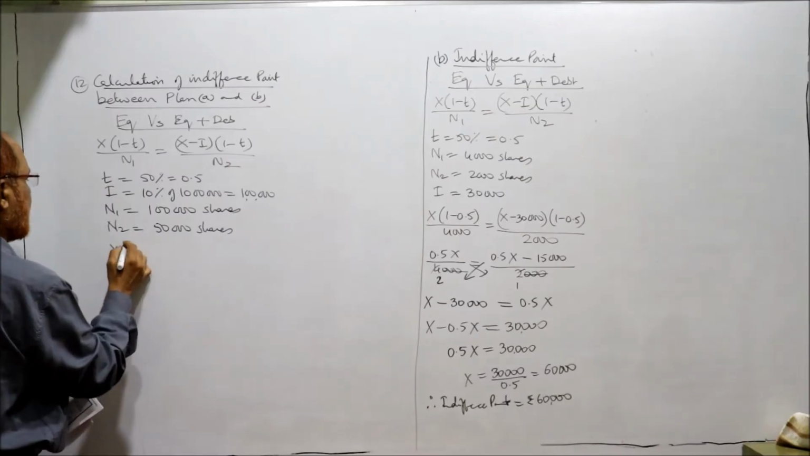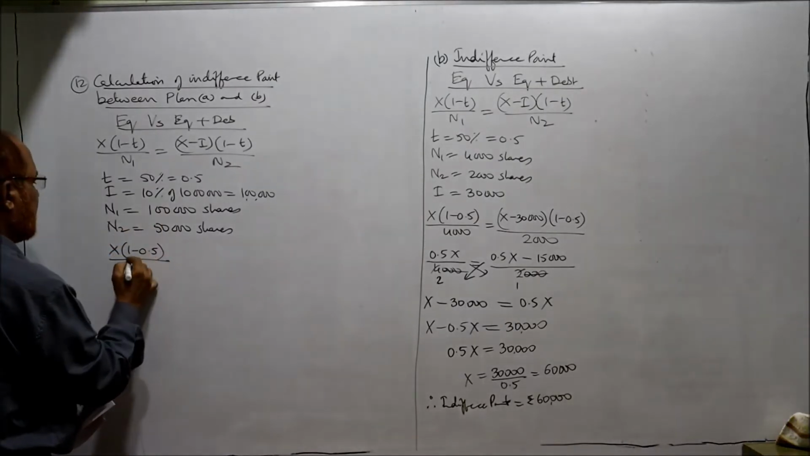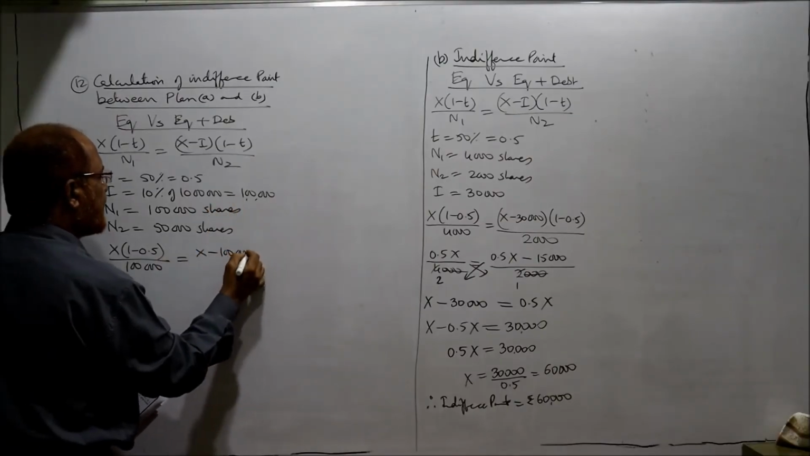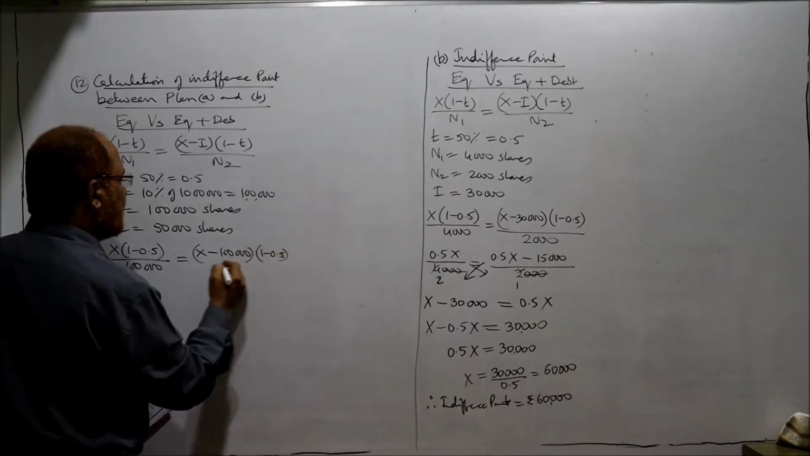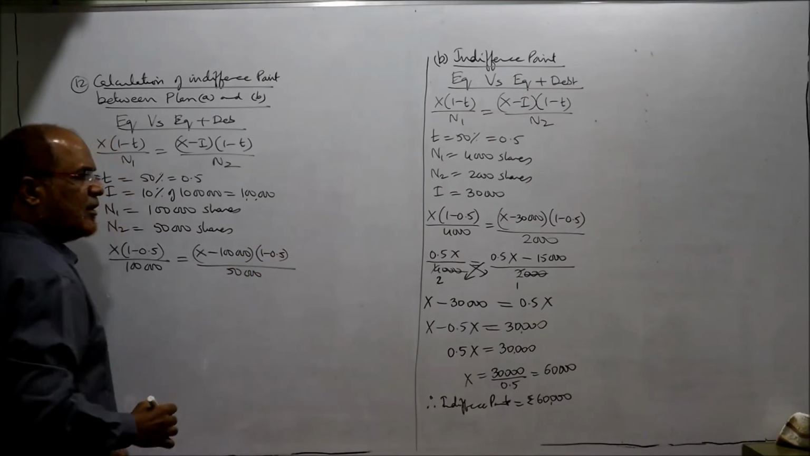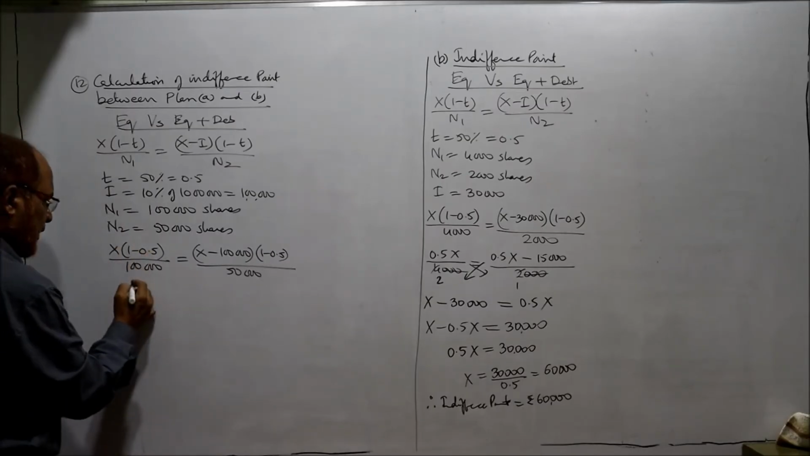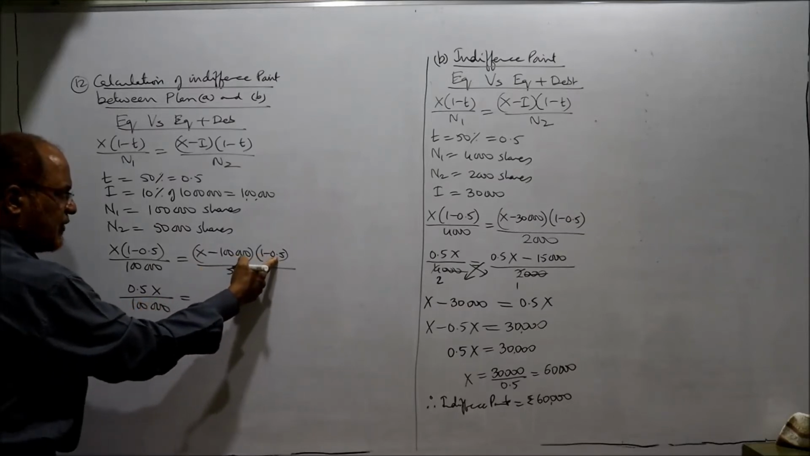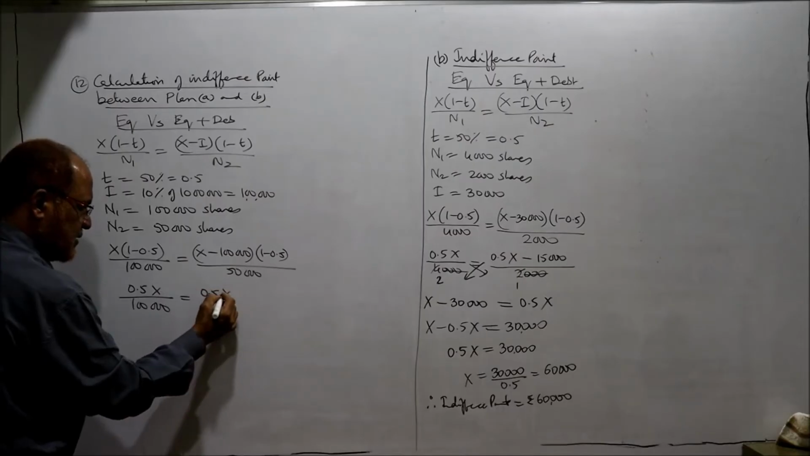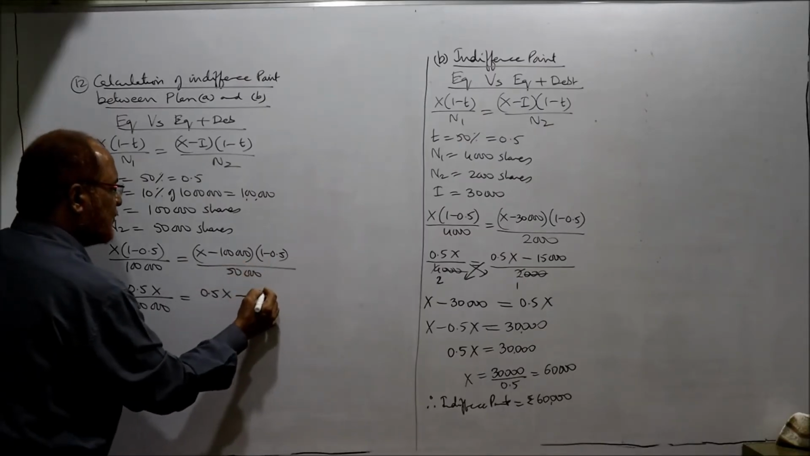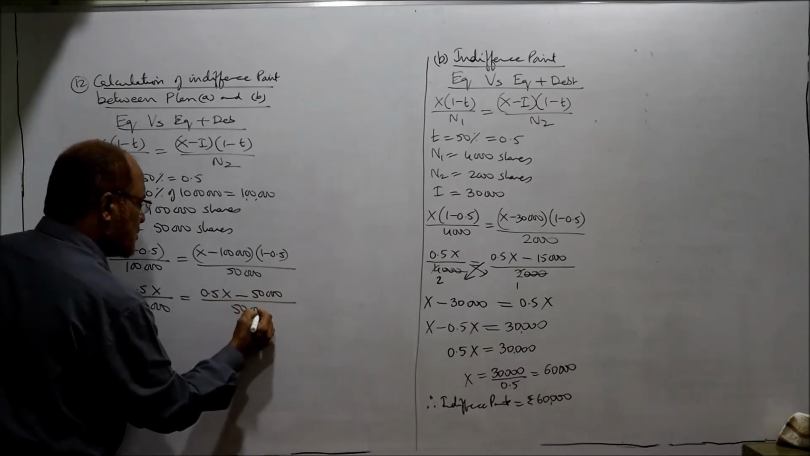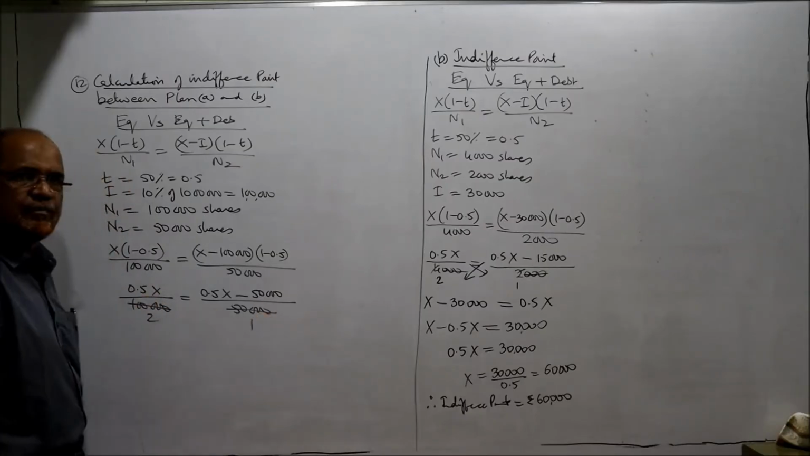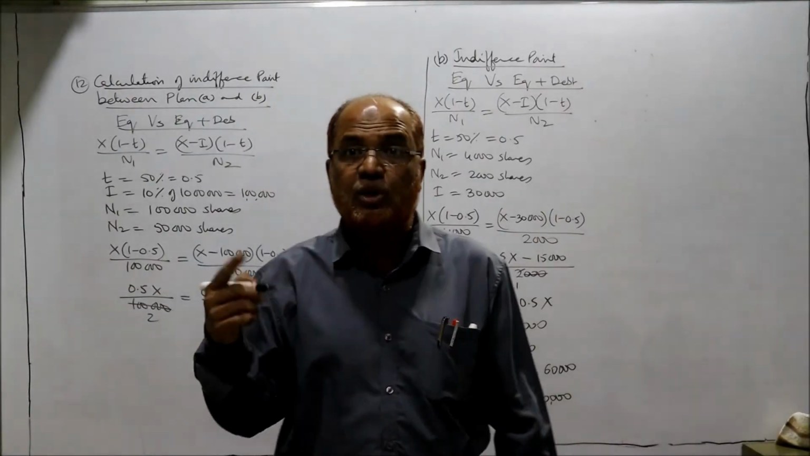That's it. Now we substitute: X into 1 minus 0.5 divided by 1 lakh is equal to X minus 1 lakh into 1 minus 0.5 divided by 50,000. Now 1 minus 0.5 is 0.5, 0.5 into X, 0.5X divided by 1 lakh is equal to 0.5 into X, 0.5X minus 0.5 into 1 lakh is 50,000, divided by 50,000. Now we can cancel. See here, 50,000 one time, 50,000 two times.